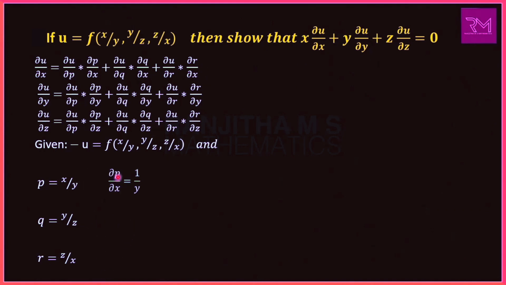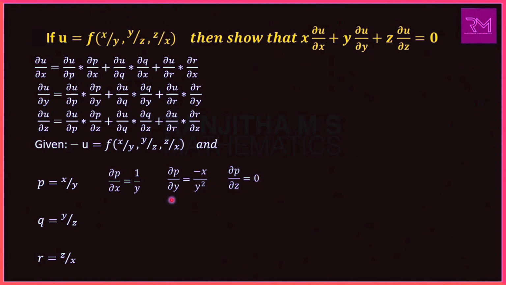We get del p by del x value as, here p is x by y, hence we have to differentiate this p partially with respect to x, means treating 1 by y as constant, into differentiation of x is 1. Similarly del p by del y value is, here x is constant, into differentiation of 1 by y is minus 1 by y square, hence we get minus x by y square.